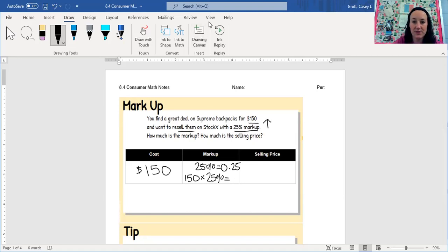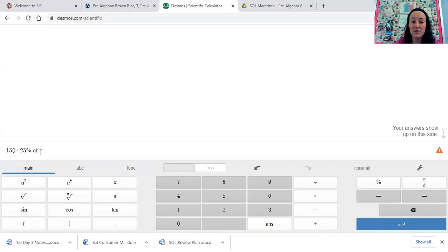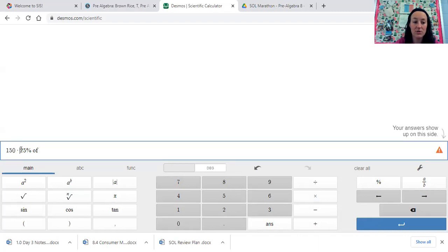So I'm going to go to Desmos. And so we had 150 times 25%. I think a lot of you use the percent button, so that's not going to work. Okay. So notice, guys, the percent button doesn't work because it wants percent of. So 25% of 150. Sometimes we have to change up the way that it's written out.